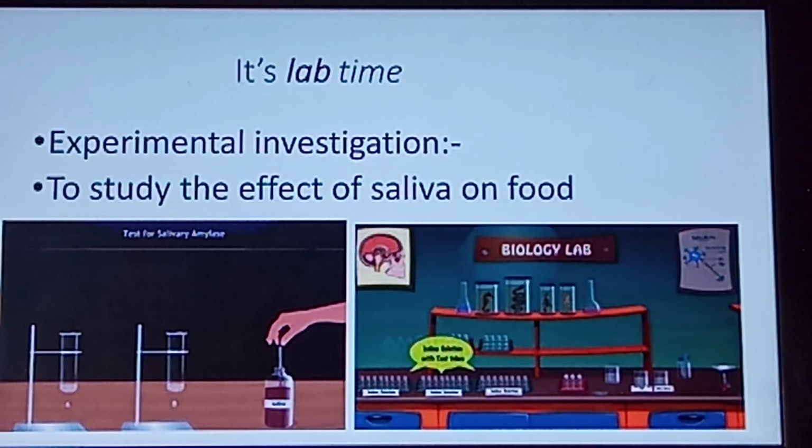Now add some boiled starch to the saliva. Test the resulting solution for starch. Is starch present now and why? This is the question.